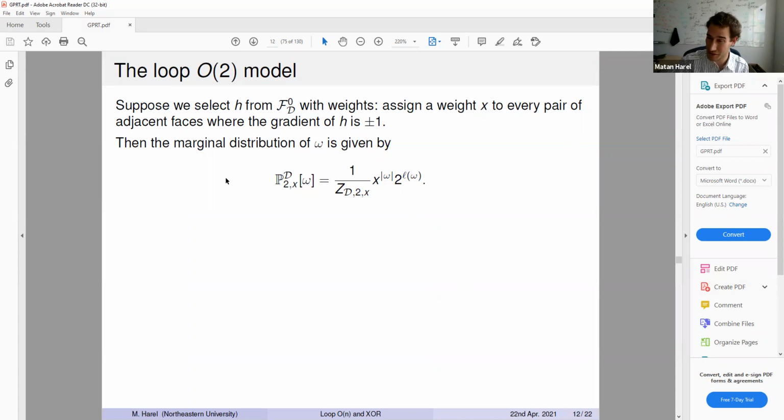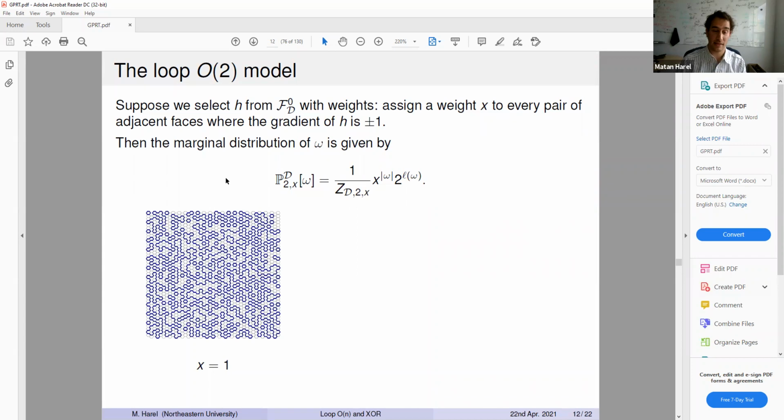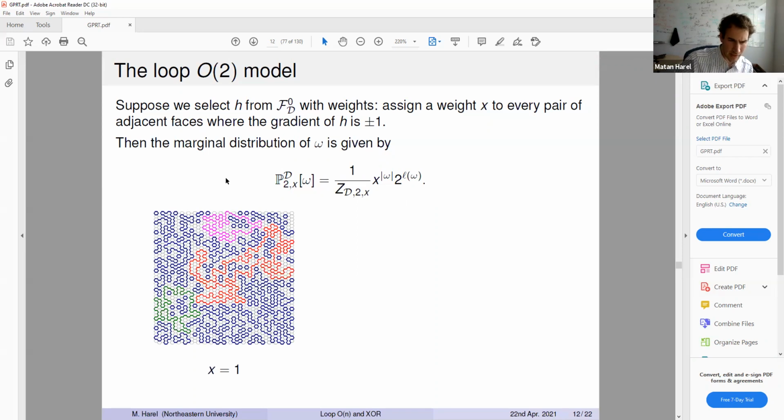What do these loop models look like? Here are uniform loops, the loops given by uniform Lipschitz functions, I'm sorry. This is the loop O2 model at x equals 1. It's sort of hard to see. Here I just colored the 3 largest loops, so you can see they are convoluted, differently convoluted than the pictures we saw before, but they are convoluted and they do fit my understanding of what large loops are.